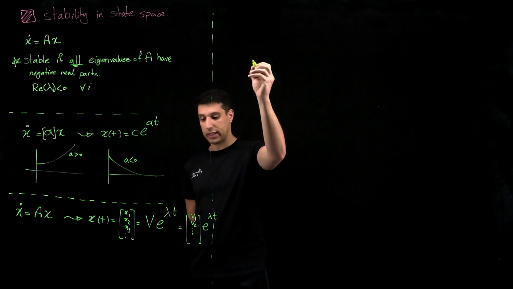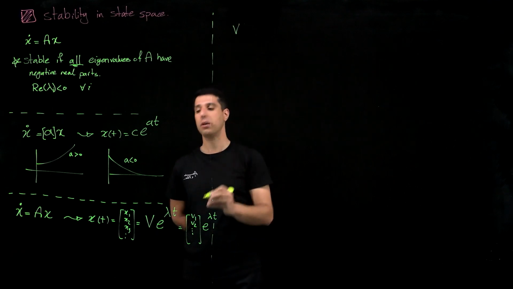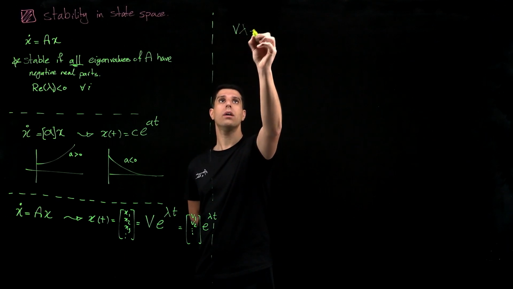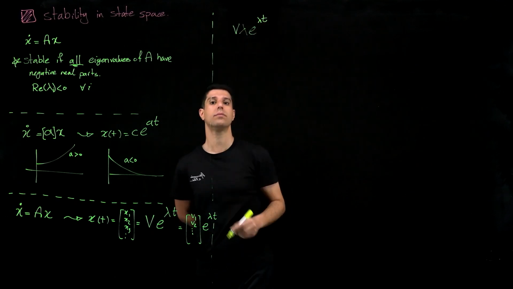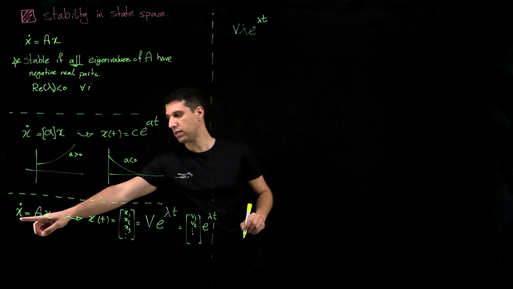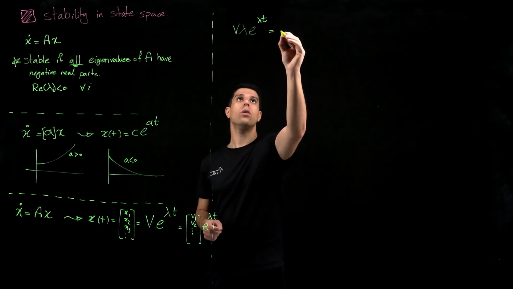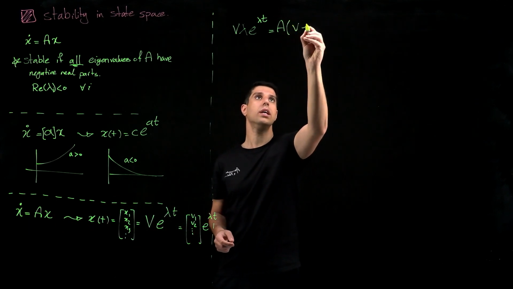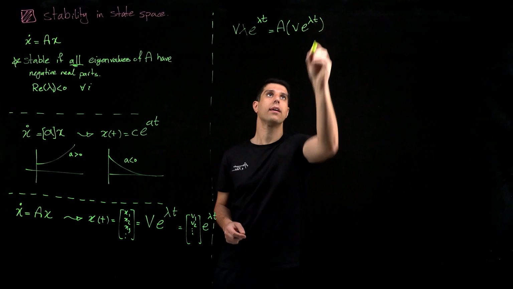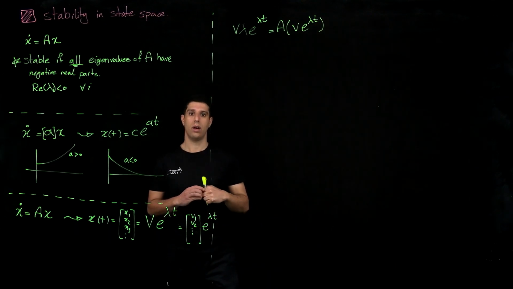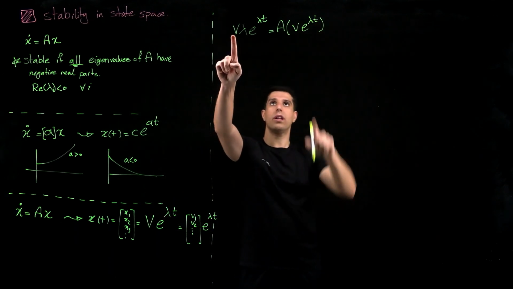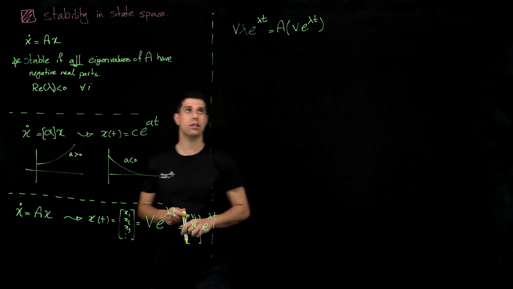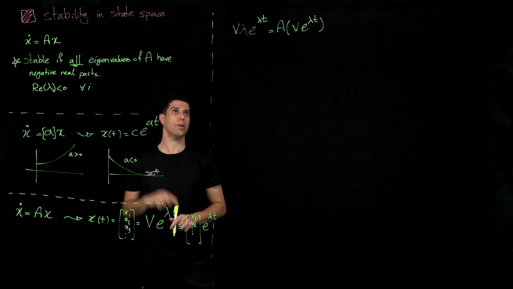So I'll have x dot, which is v, big matrix, big vector v lambda e to the lambda t. That is my x dot equals A times x, which is v e to the lambda t. So if I can find the right values of v and lambda such that this works, that is the solution to my differential equation.